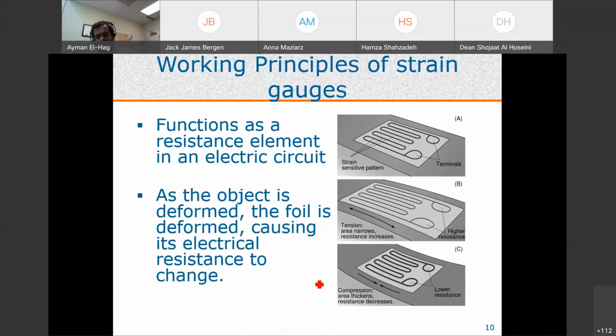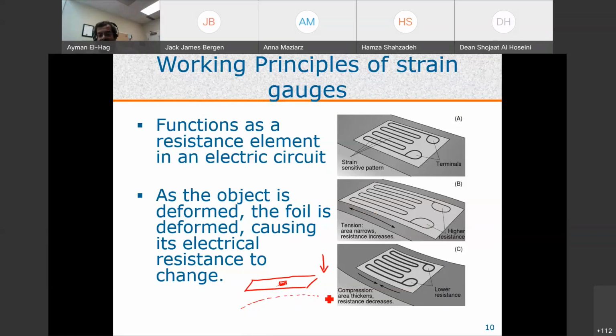So let's assume that I have a beam like this, and this beam will have these small strain gauges here. So if I apply a force in this way, the beam will start to bend this way, and the strain gauge attached to it will start to be stretched. So your resistance will start to increase, not to decrease.